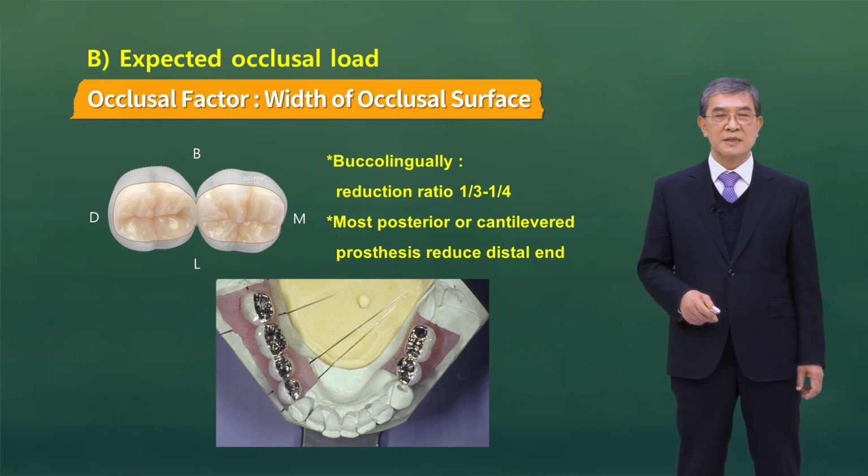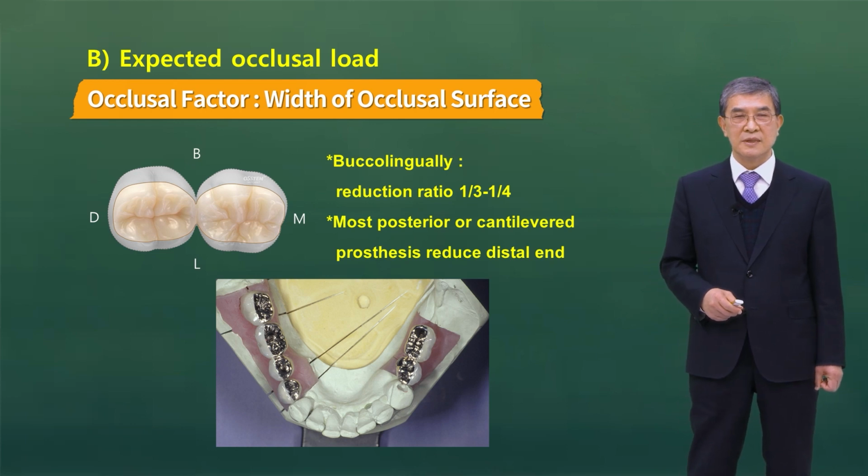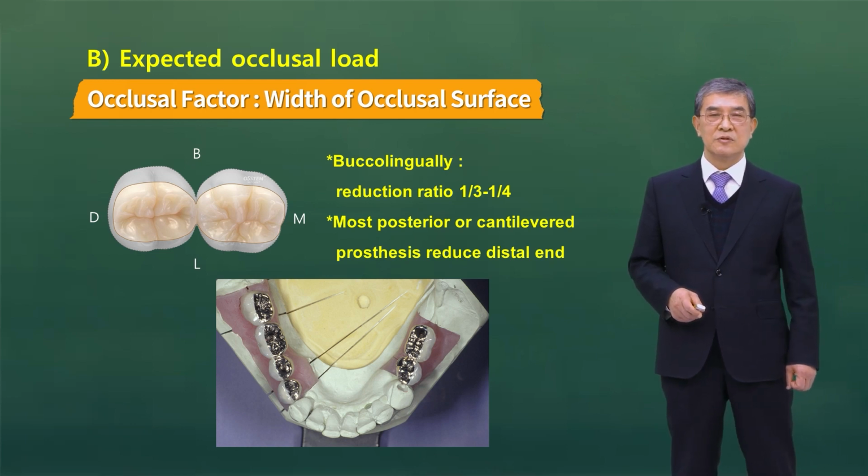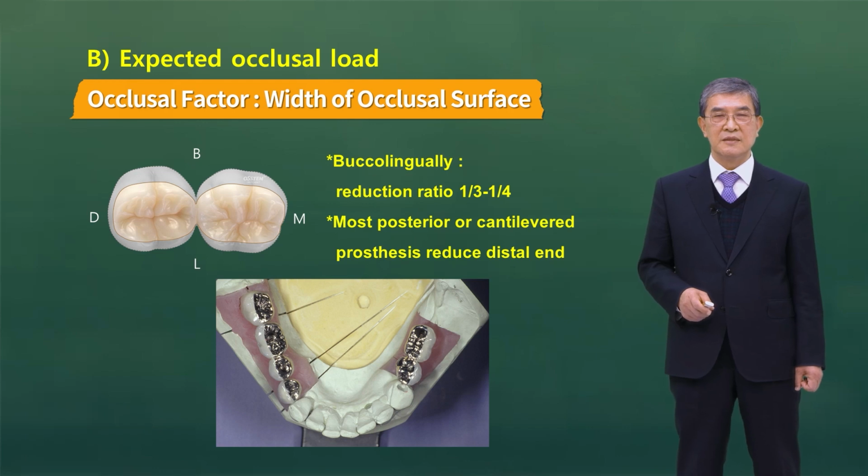When we design an implant prosthesis, buccolingually, compared with natural tooth, it should be reduced by 1/3 or 1/4. Also, in the case of the most posterior tooth, mesiodistally, the distal surface needs to be reduced as well.